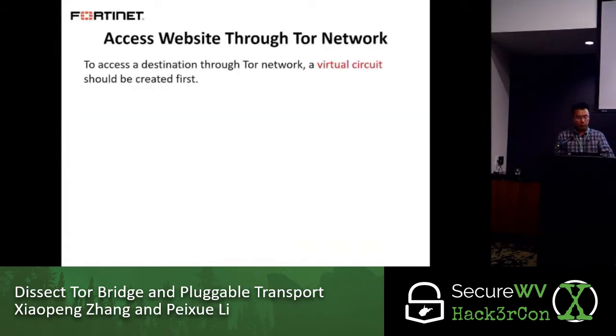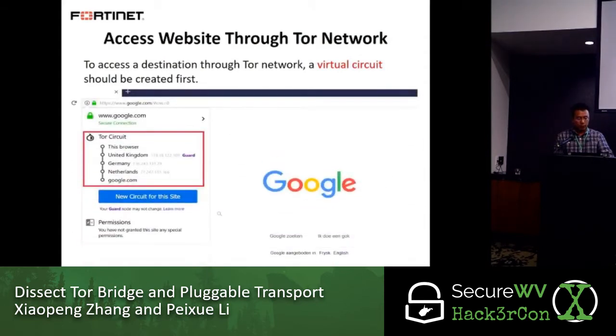To access a destination like a website through the Tor network, a virtual circuit should be created first. Here is an example. In the Tor browser, I accessed google.com. Here you can see a Tor circuit is created between this browser and google.com. On this circuit, there are 3 relays. In this case, the first relay is in the United Kingdom, the second relay is in Germany, and the third relay is in the Netherlands.